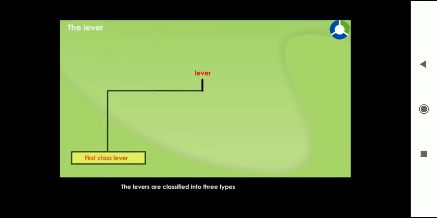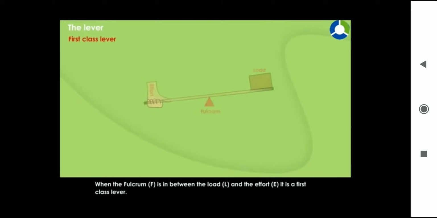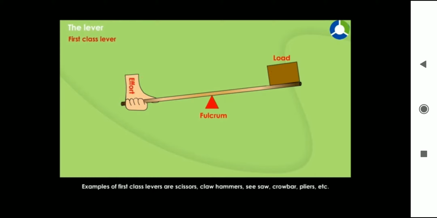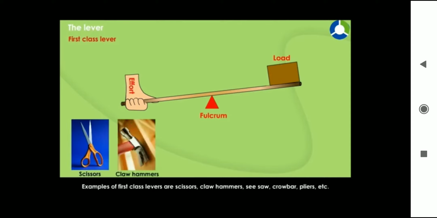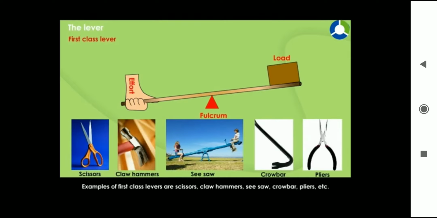1. First class lever. 2. Second class lever. And 3. Third class lever. First class lever. When the fulcrum F is in between the load L and the effort E, it is a first class lever. Examples of first class levers are scissors, claw hammers, seesaw, crowbar, pliers, etc.